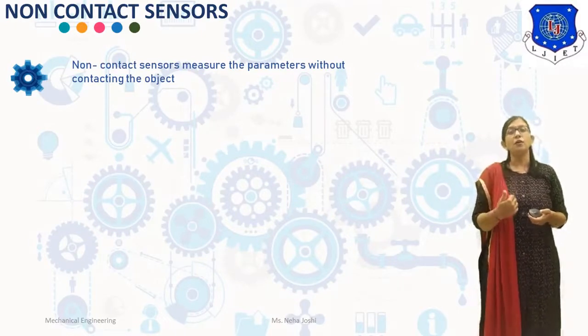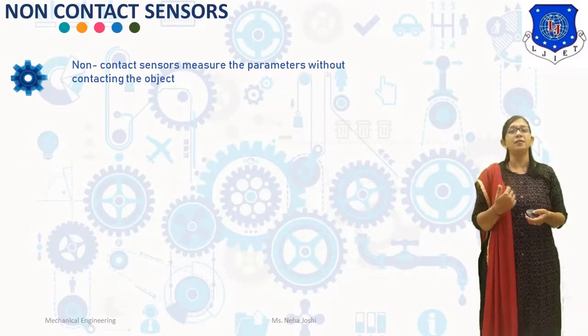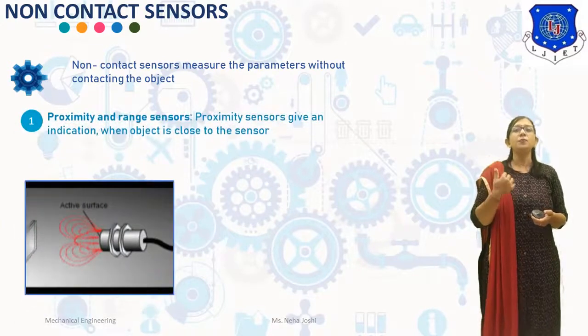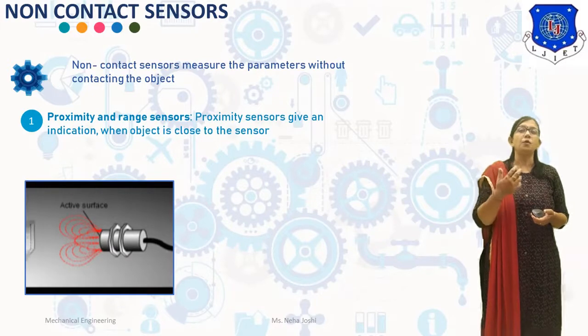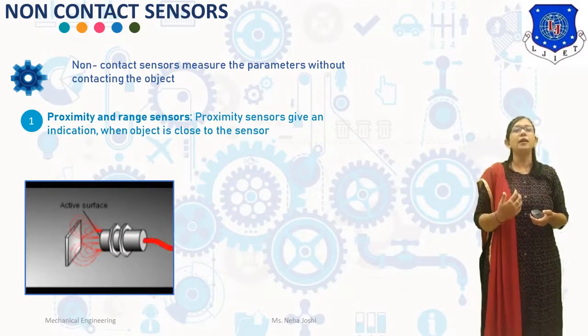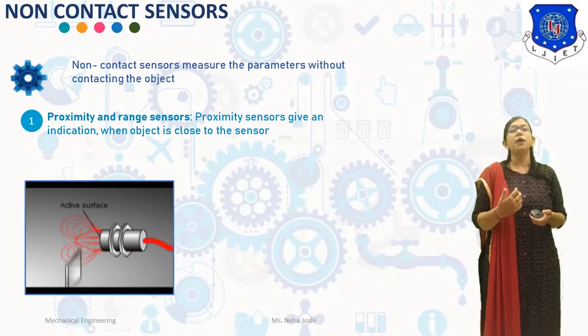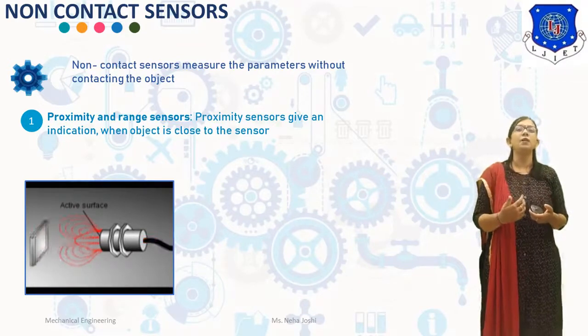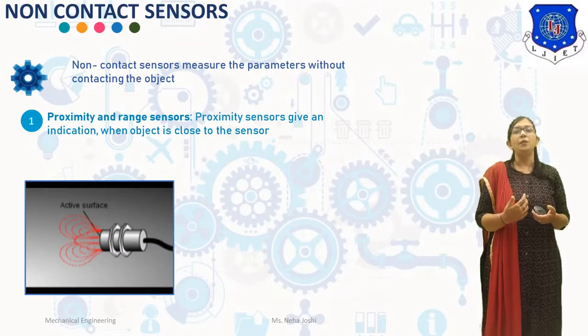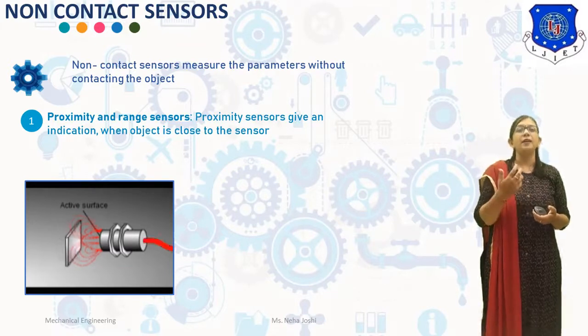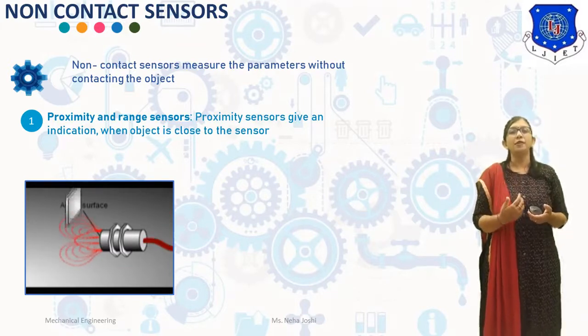Now, the first one is proximity and range sensor. Now, what is a proximity and range sensor? Proximity sensors give an indication when an object is close to the sensor. The distance required to activate the sensors can be between several millimeters and several meters, and it is dependent upon the type of sensors.